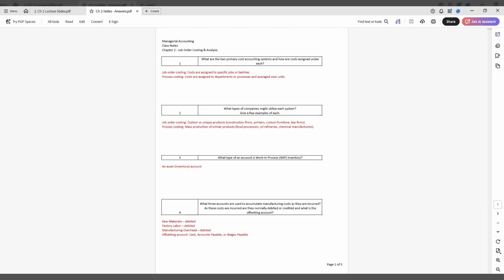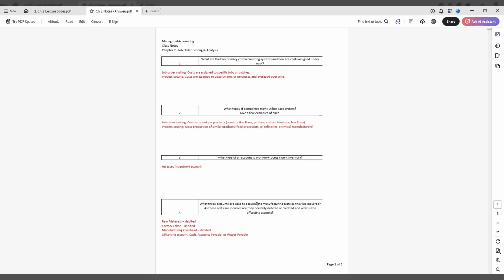What type of account is work in process? And that will be, as we've seen here, it's an inventory account, right? It's one of the 3 inventory account stages here as we go. Raw materials is inventory, work in process is inventory, and finished goods is inventory, which is somewhere at the end of this thing here. The 3rd, finished goods, that's inventory as well.